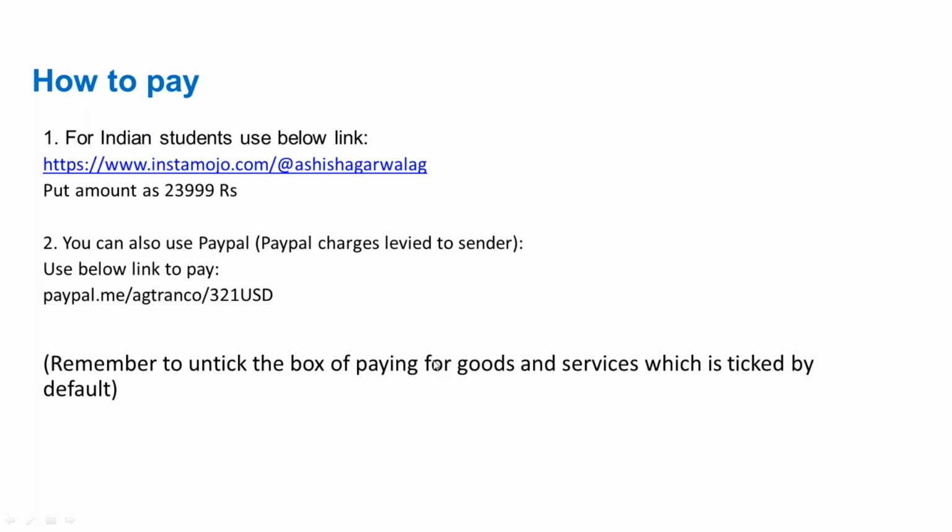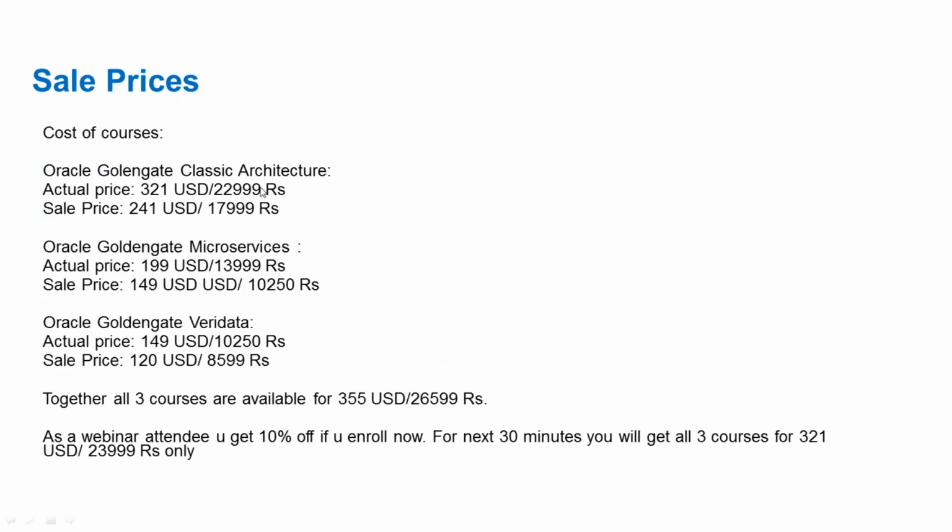So individual prices are like this. Classic architecture is 241 US dollars or 17,999 rupees, microservices is $149 or 10,250 rupees, and Veridata is $120 or 8,599 rupees. And within the next 30 minutes, you have 10% off all three courses for 23,900.